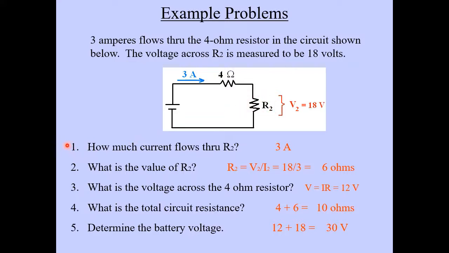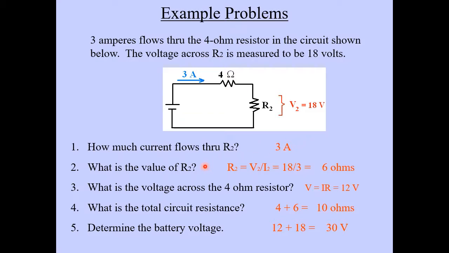The first question says, how much current flows through R2? Well, we know that 3 amps flows through this resistor, and remember the rule is the same current flows all the way around the circuit. So we must have 3 amps going through R2 as well, so that's our answer there.